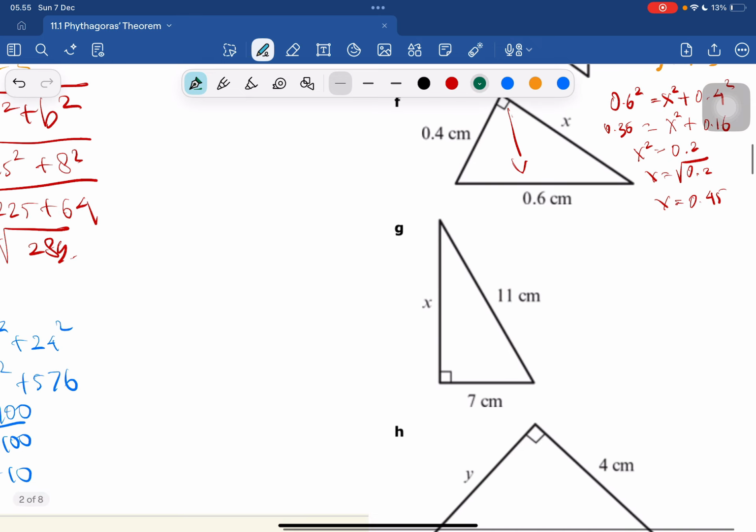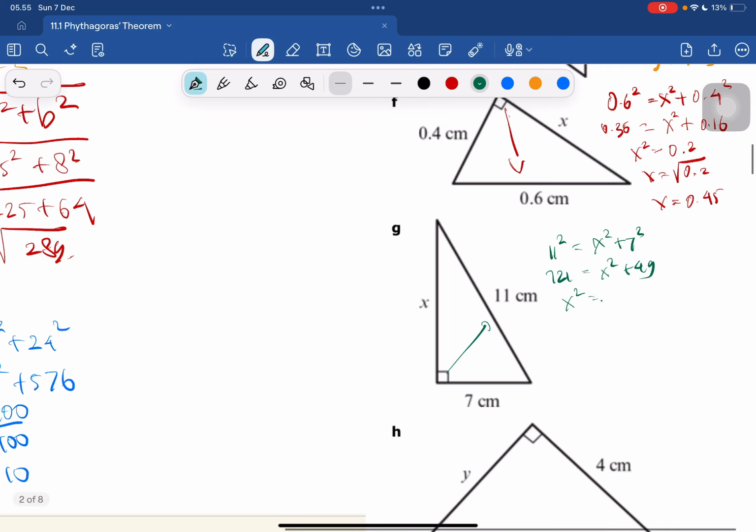Okay, now is G, the hypotenuse is 11. So 11 squared equal to x squared plus 7 squared. This is 121 equal to x squared plus 49. So x squared equal to 121 minus 49. So this is going to be 72. So x equal to square root of 72. So this will give us the answer of 8.49 centimeters for the x.